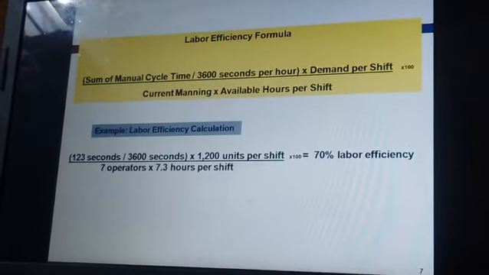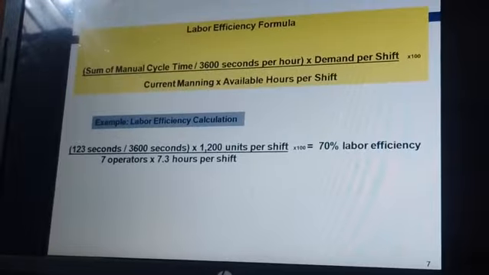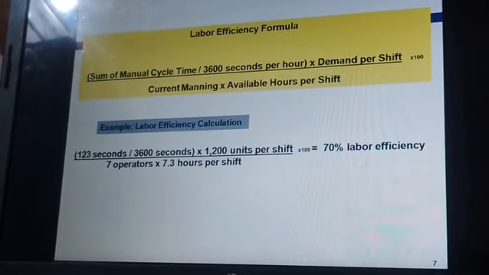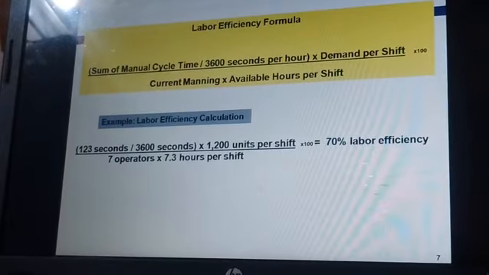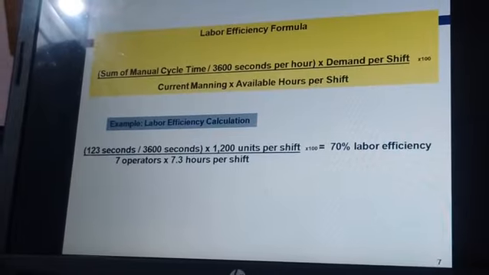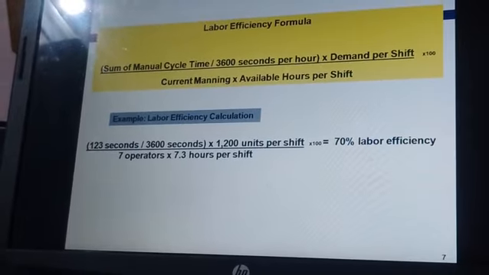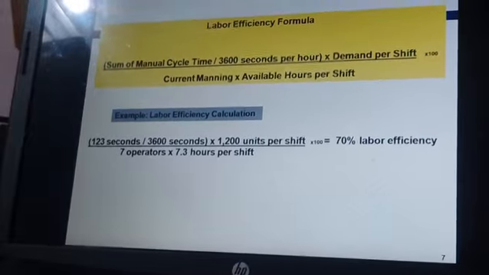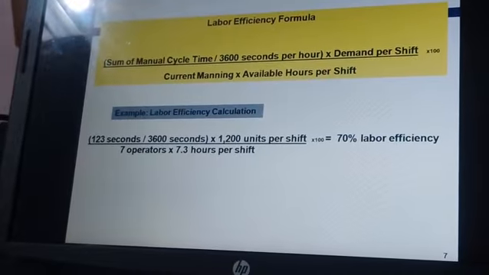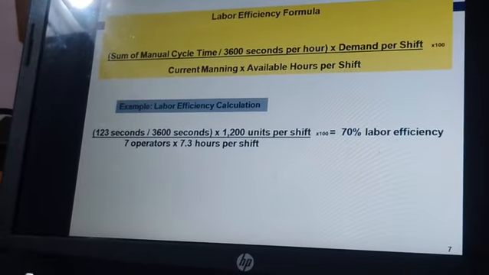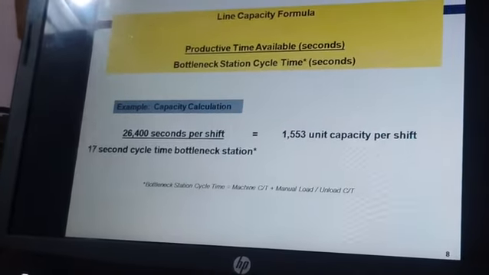So here, labor efficiency equals the sum of the manual time divided by 3,600 seconds per hour, multiplied by demand per shift, divided by current manning times available hours per shift. So 123 seconds divided by 3,600 seconds, multiplied by 1,200 units per shift, divided by 7 operators times 7.3 hours per shift, times 100. So nearly 70% labor efficiency.